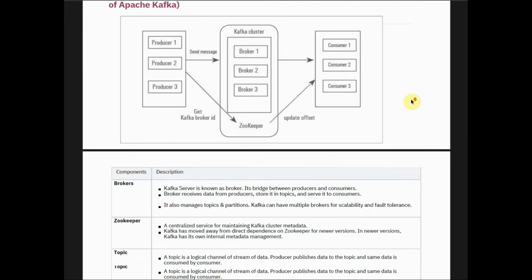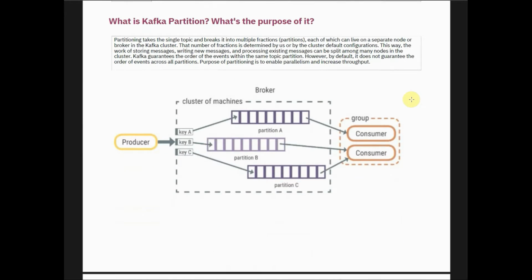So the next question is, what is a Kafka partition and what's the purpose of it? Well, it's a process of breaking a topic into multiple fractions, which are also called partitions, each of which can live on a separate node or broker in the Kafka cluster. The number of fractions is determined by us or by the default cluster configuration. This way, the work of storing messages, writing new messages, and processing existing messages can be split among many nodes in the cluster. Kafka guarantees the order of the events within the same topic partition. However, by default, it does not guarantee the order of events across all partitions.